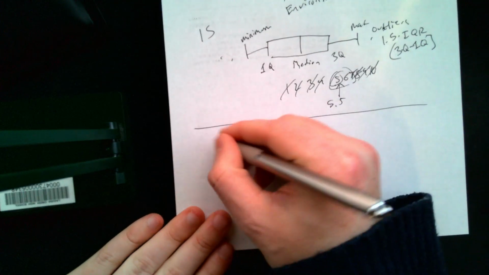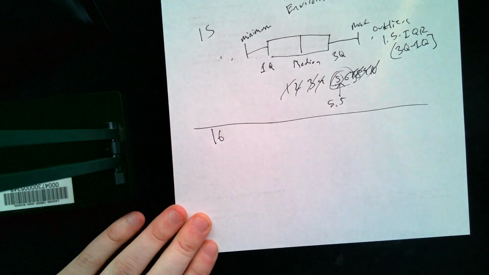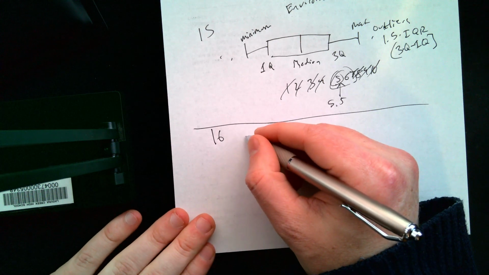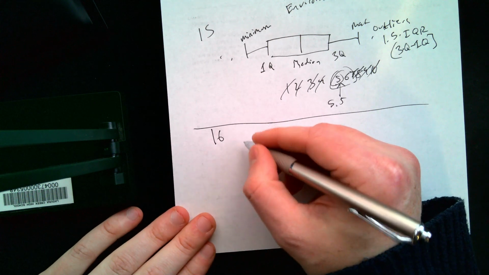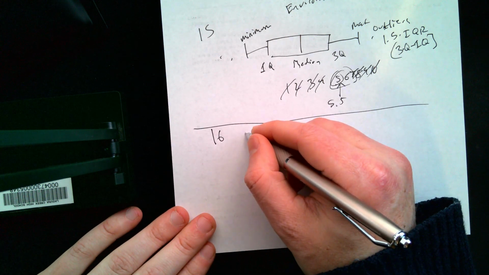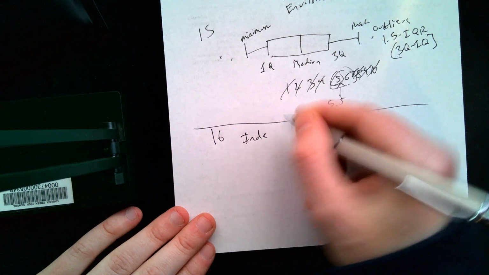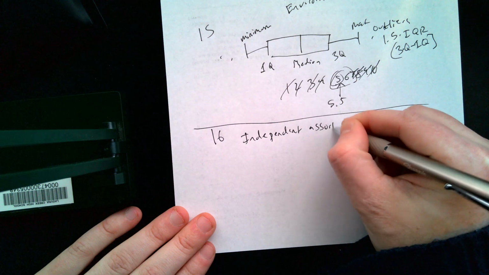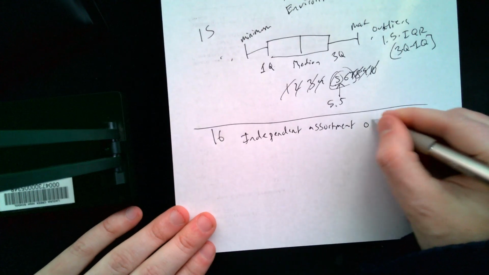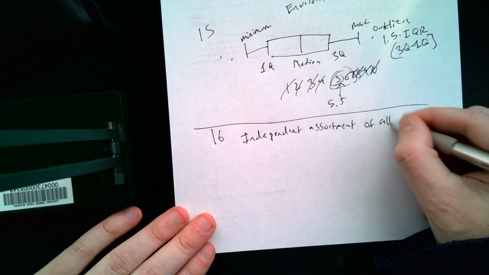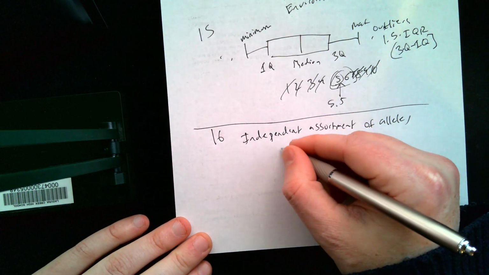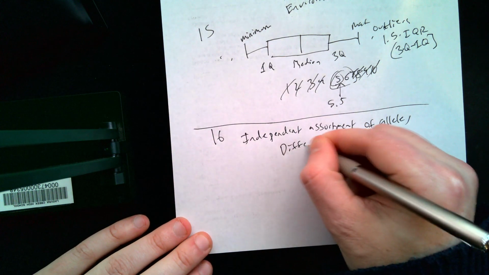That leads us to the end of the SL, so now we have our HL only. So our HL only is starting with, well, how do we get different allele combinations? Well, that has to do with independent assortment of alleles. And so alleles for different genes assort independently if they're on different chromosomes.